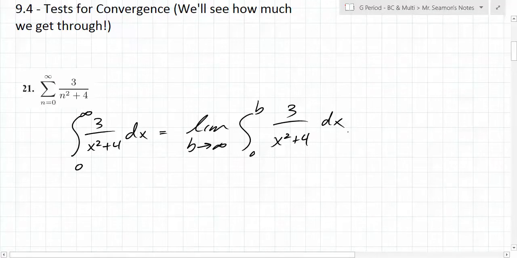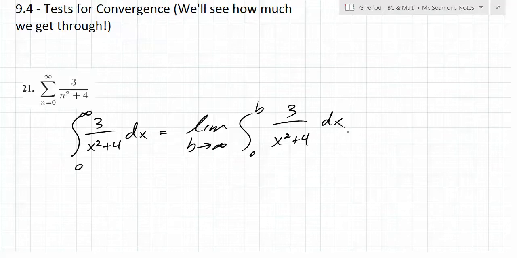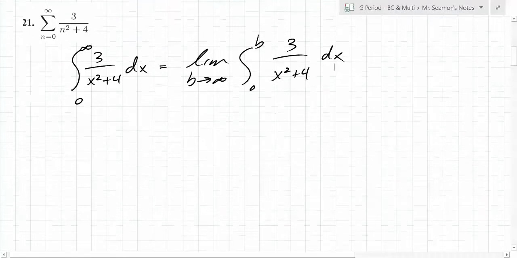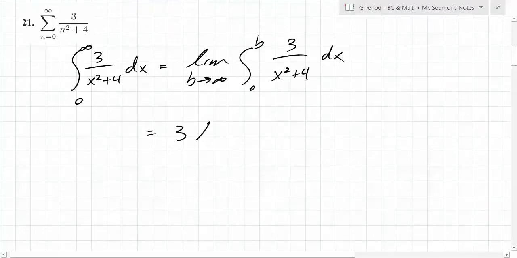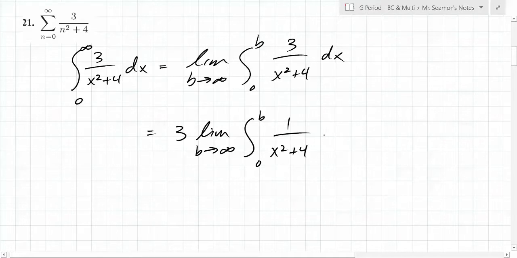If you can actually find an answer that isn't blowing up, it converges. If this blows up, the series blows up, so it diverges. The challenge is the bottom here. What can you factor out at the top? What don't you really care about? 3. You don't really care about 3 in the grand scheme of things, right? Can 3 affect the convergence or divergence? No, it can't.